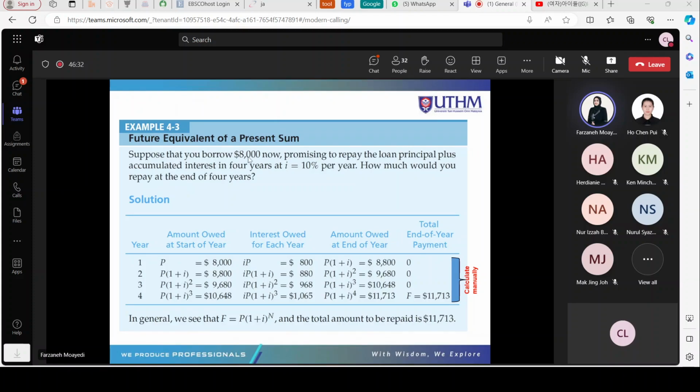Okay, so this is the example that we have for the manual calculation. Suppose that you borrow 8,000 now, promising to repay the loan principal plus accumulated interest in 4 years. So n equal 4, this is our duration, at i, which is 10% per year. How much would you repay at the end of 4 years? So you can see that the question is giving you the principal, which is 8,000, the duration, which is 4 years, and i equal 10, which is the interest of 10%.